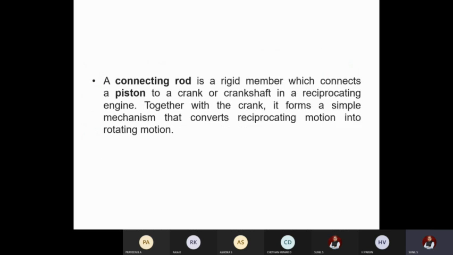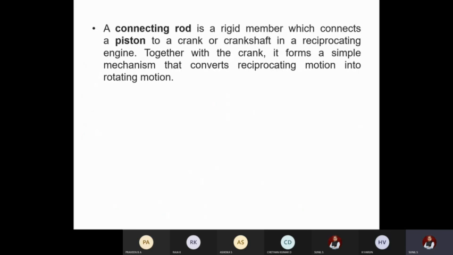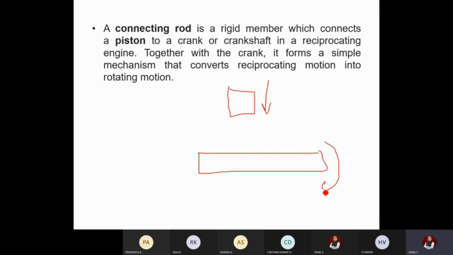So a connecting rod is a rigid member which connects a piston to a crank or a crankshaft. In a reciprocating engine, together with the crank, it forms a simple mechanism. This is the major component which converts the reciprocating motion into rotating motion. We have a piston, which will be moving up and down, but we have a crankshaft, which will be rotating on the other end. It is a rotational motion.